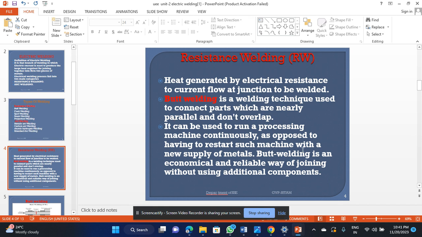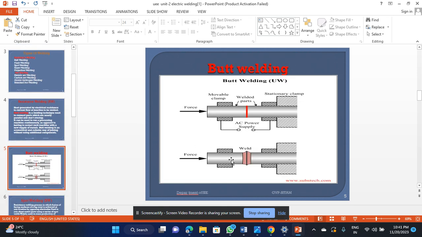It can be used to run a processing machine continuously, as opposed to having to restart such machines with a new supply of metals. Butt welding is an economical and reliable way of joining without using additional components. So this is our butt welding.